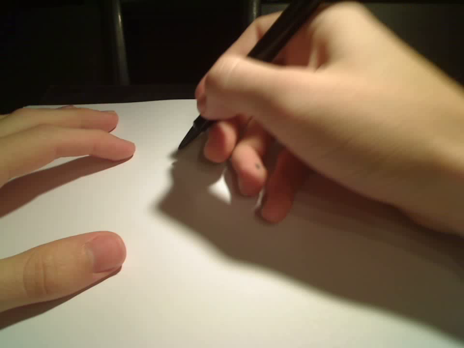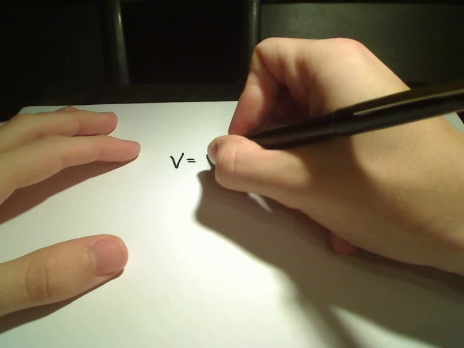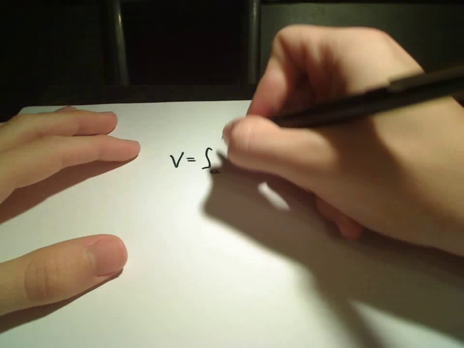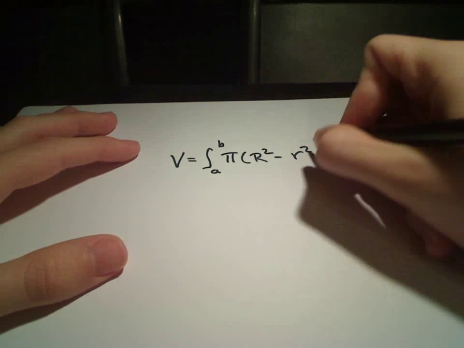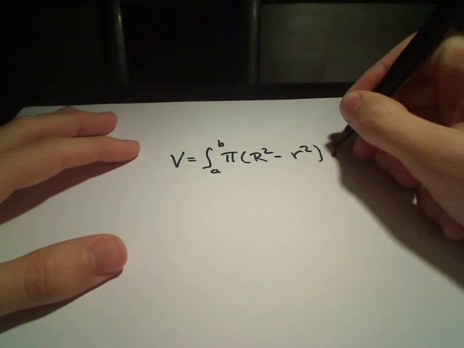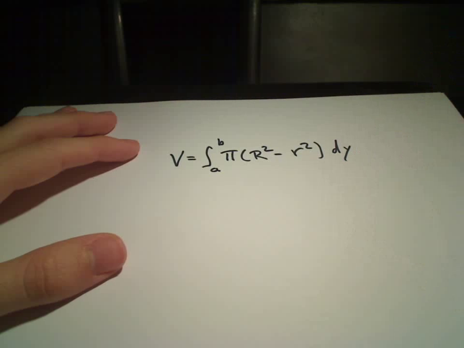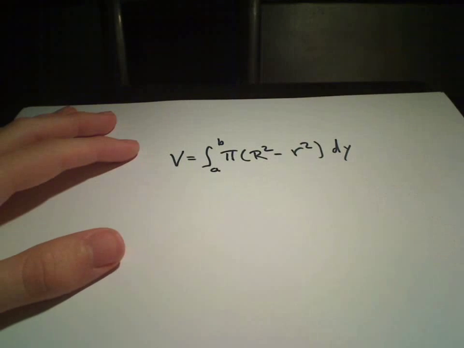So let's see what we can do here. Just quickly write our formula for what we're doing. Volume is going to be equal to the integral from a to b of pi times outer radius squared minus inner radius squared. Just remember this. Just get it in there. With respect to y. We're not dealing with x here. You're going to be integrating with respect to y.